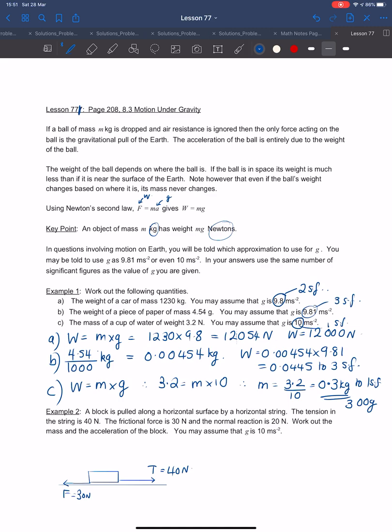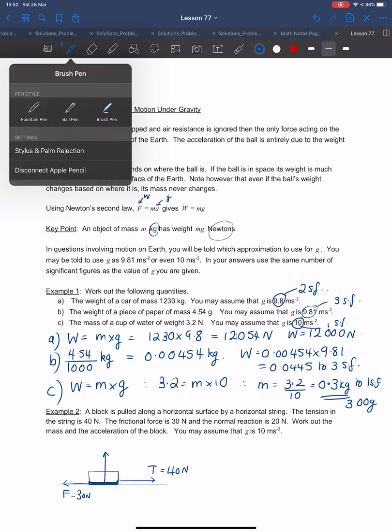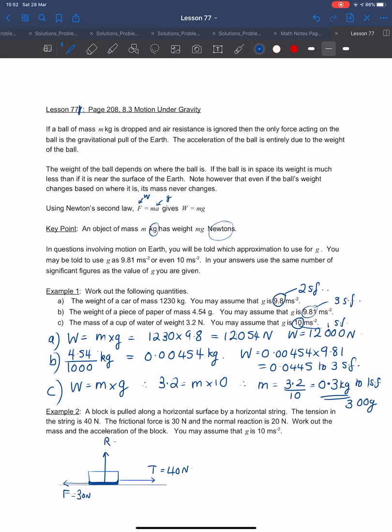The normal reaction, if you remember, does come from the floor. Oh, dearie me. Put that there. So this is the box. It's on the floor. I'm just making it look like it's actually resting on the floor. Right, so the normal reaction is 20 newtons. So the weight is, we don't know. Okay, so I've got everything on there. Work out the mass and the acceleration of the block. You may assume that g is 10 metres per second squared.